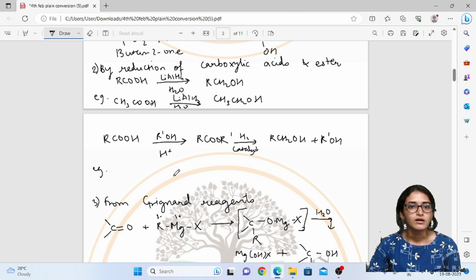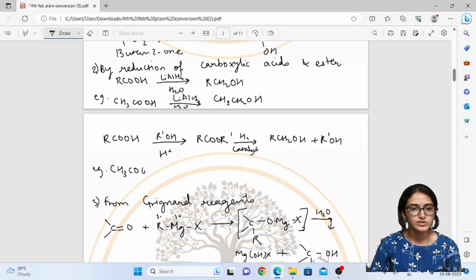Now this lithium aluminium hydride is an expensive reagent, so while carrying out reactions commercially, people don't use this reagent. That's why a replacement is done here. First, the carboxylic acid is converted to an ester, and then the ester is converted to alcohol. This is not that expensive a method, that's why it is used. So for carboxylic acid, I will take the example CH3COOH along with an alcohol, let us take CH3OH.